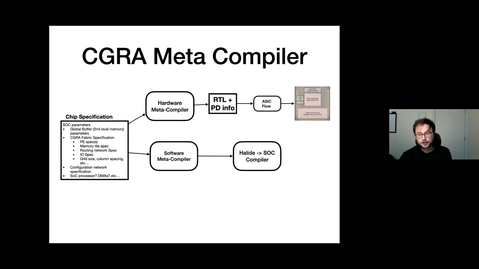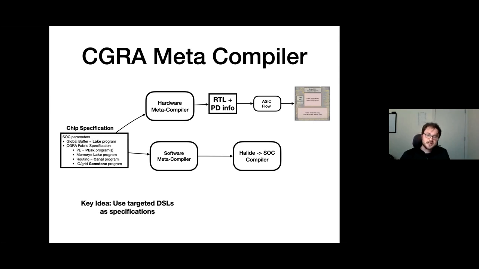And we know that the output of our software meta-compiler is itself a compiler that takes in the Halide application and translates it into an FPGA-like bit stream for configuring our CGRA to run that particular application. A major idea that we have explored to facilitate a meta-compilation flow like this is to use targeted domain-specific languages as specification languages. In particular, we have developed 3 specification languages at Stanford targeted for CGRAs. One for specifying semantics of memories called Lake, one for specifying the semantics of processing elements called Peak, and one for specifying the semantics of FPGA-style routing networks called Canal.